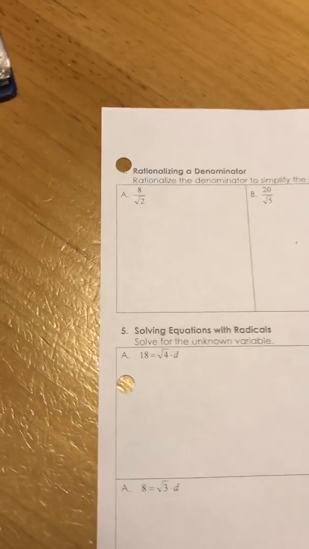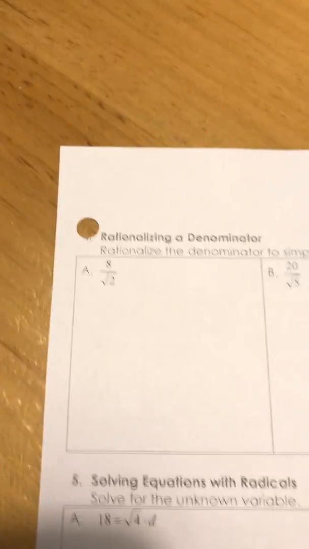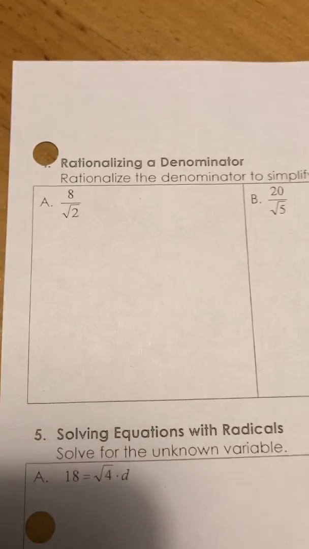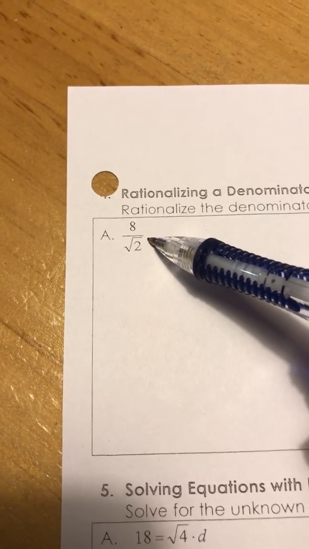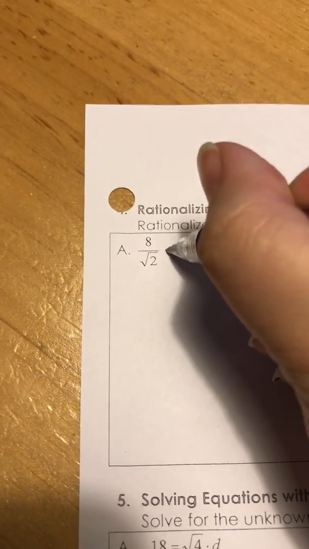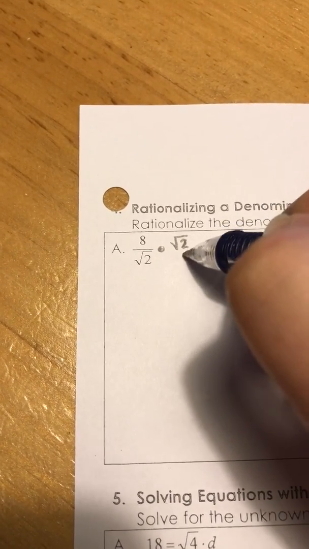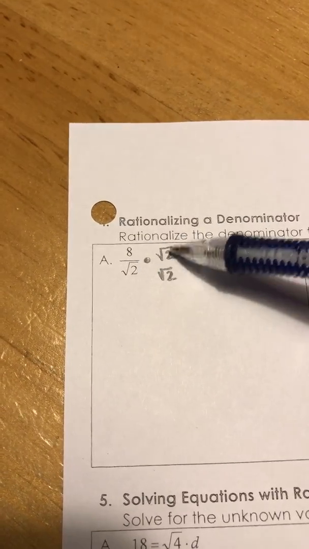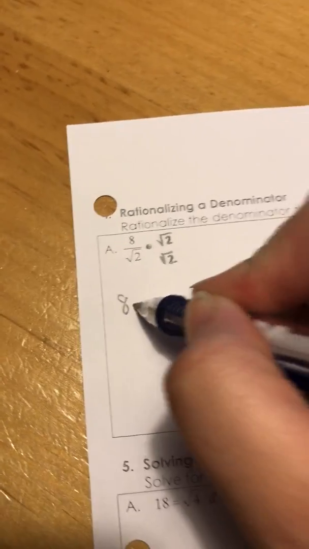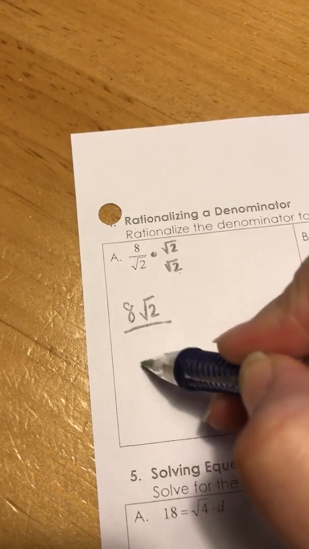On the back side, this is called rationalizing the denominator. We know that we have this square root of 2 in the denominator, and that is not allowed. You can't have an irrational number in the denominator. So what we do is we multiply the numerator and the denominator by that radical 2. So this would look like 8 radical 2. And then the square root of 2 times the square root of 2 is the square root of 4.